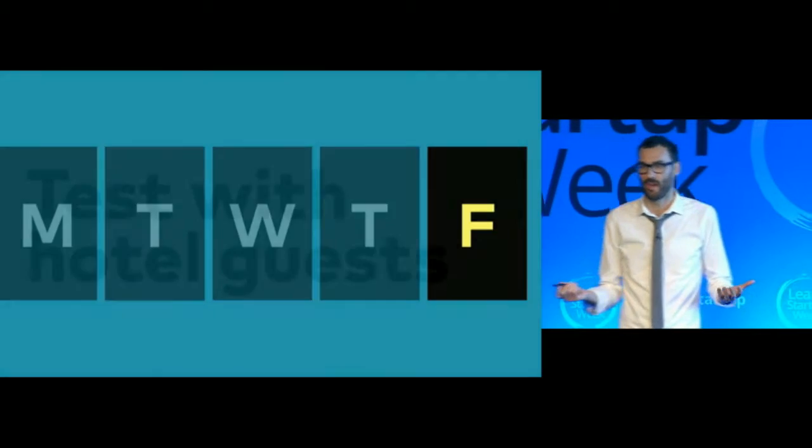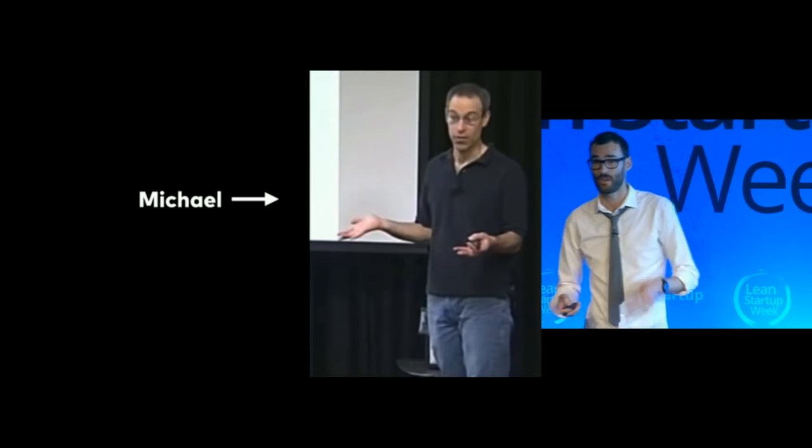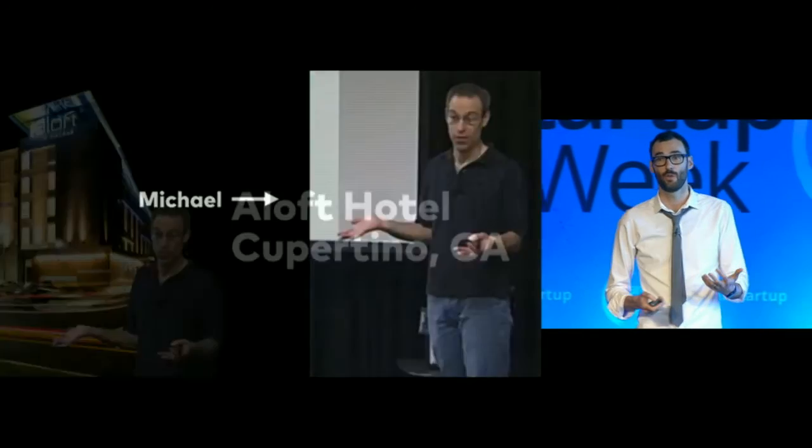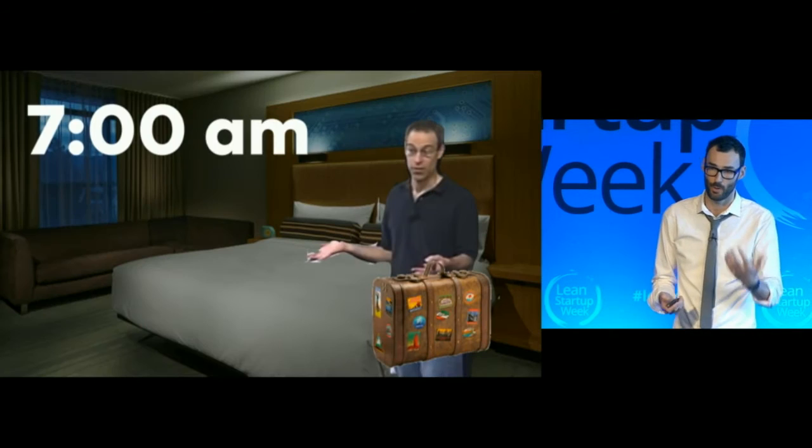So on Friday, we run the test. And we always test with 5 customers. You can get the book if you want to know why 5 is enough for this kind of test. In this case, we want to test with people in a real hotel. So my colleague, another design partner at GV, Michael, comes to the hotel to do the test. It's a photo of him in the hotel.